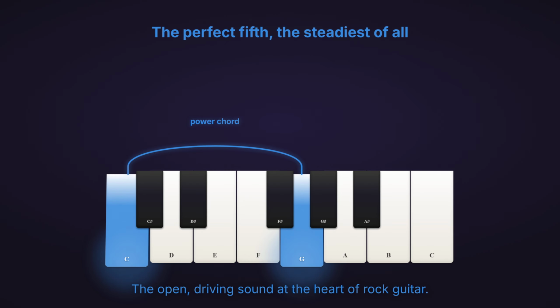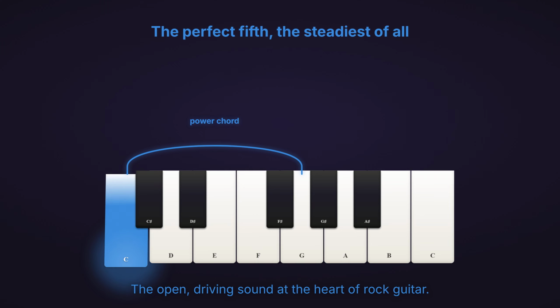There is no third in a power chord, which is exactly why it works under heavy distortion where a fuller chord would turn to mud. The fifth is so consonant that it stays clear and powerful no matter how hard you push it. Listen to that fifth ring out, no third, just root and fifth, pure muscle.